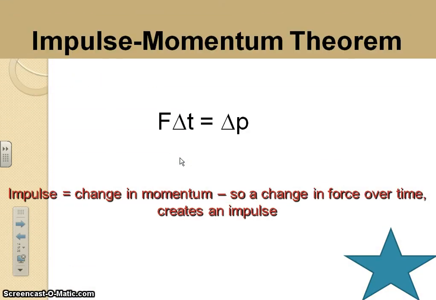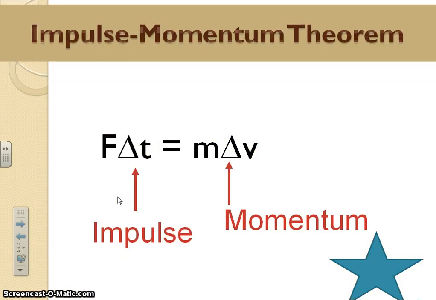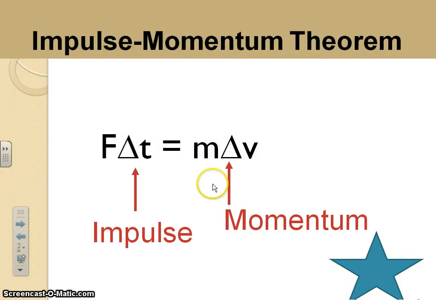The impulse momentum theorem tells us that force times time is equal to the change in momentum. That means impulse itself is equal to change in momentum. So a change in force over time creates an impulse. Here it is again, the impulse momentum theorem. If you haven't already, make sure you write this down in your equation box.